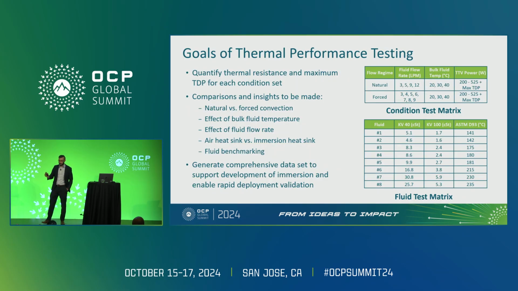All right, so this is our condition set, or our test matrix. As you can see, it is actually quite broad. We do both the natural and the forced convection, many different flow rates, many different bulk fluid temperatures, and then different TTV power settings. So we cycle through this entire parametric data set.